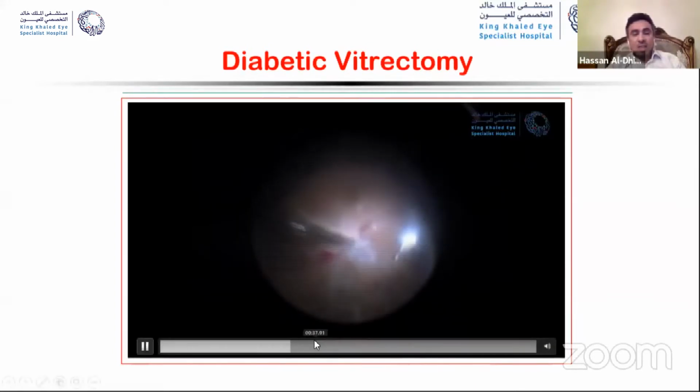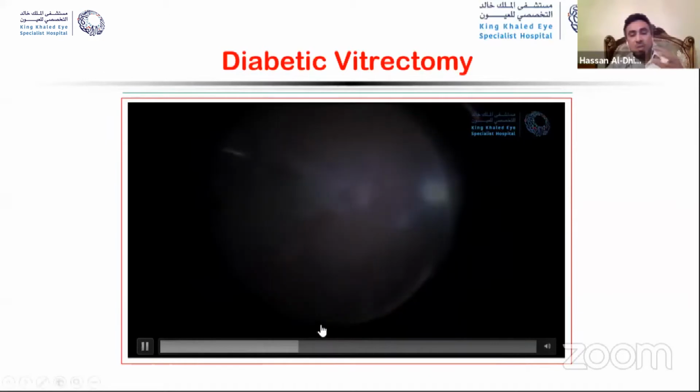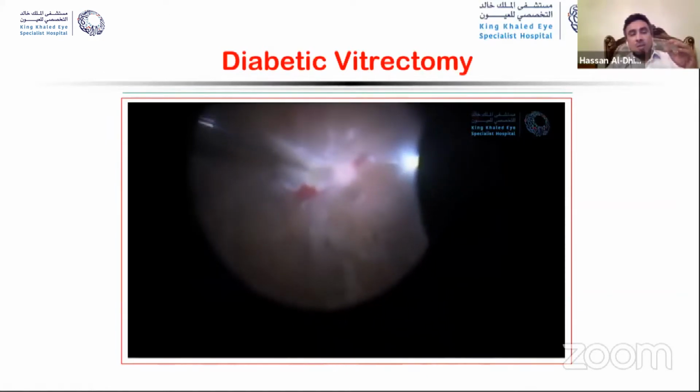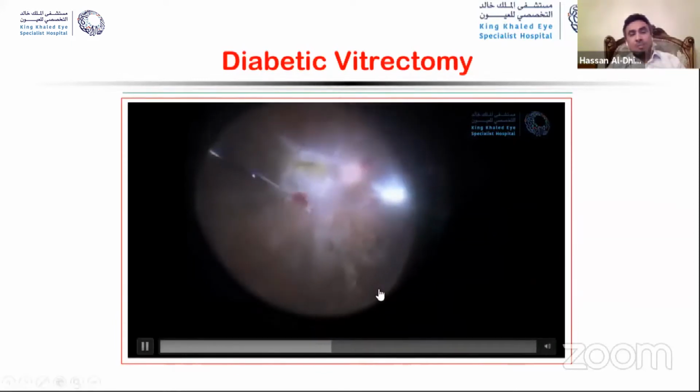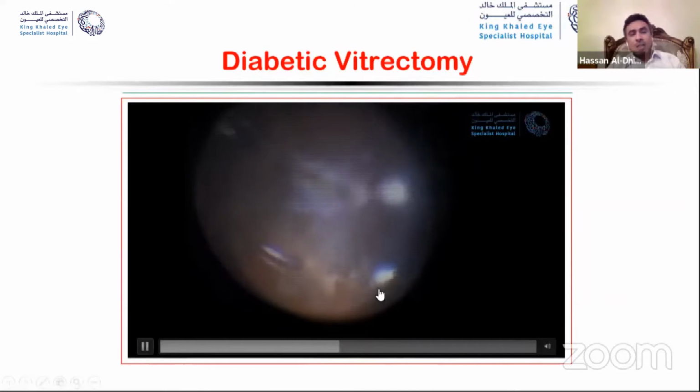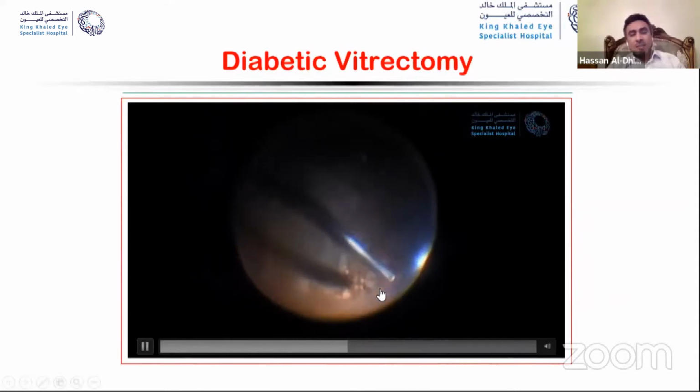So taking these patients, you see how much of that membrane is removed, and then going to the macula, which is ectopic and disorganized with these membranes, it's going to be removed easily, and you can adjust your maneuvers in such patients.